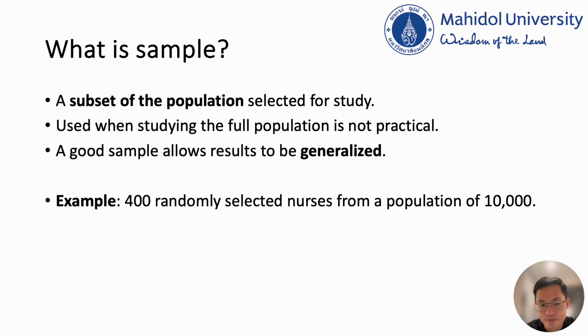For instance, if you randomly select 400 nurses out of a total population of 10,000 nurses, that group of 400 becomes your sample. The more accurately your sample reflects the population, the more confident you can be in your research findings.